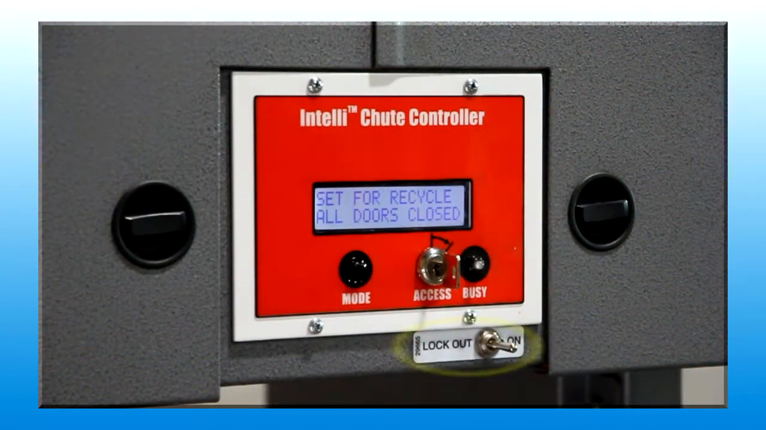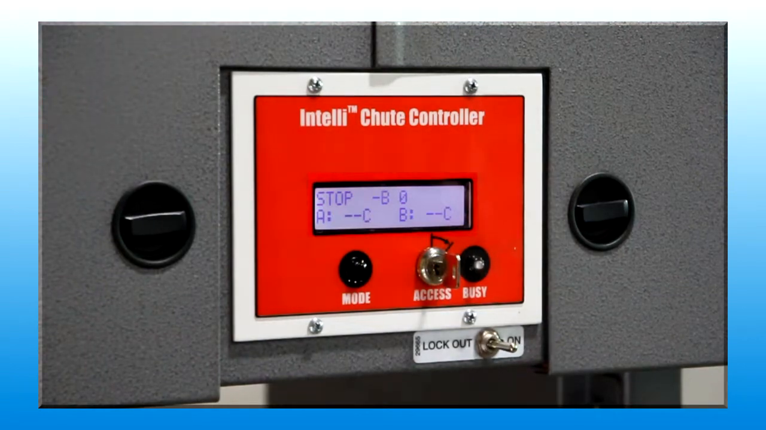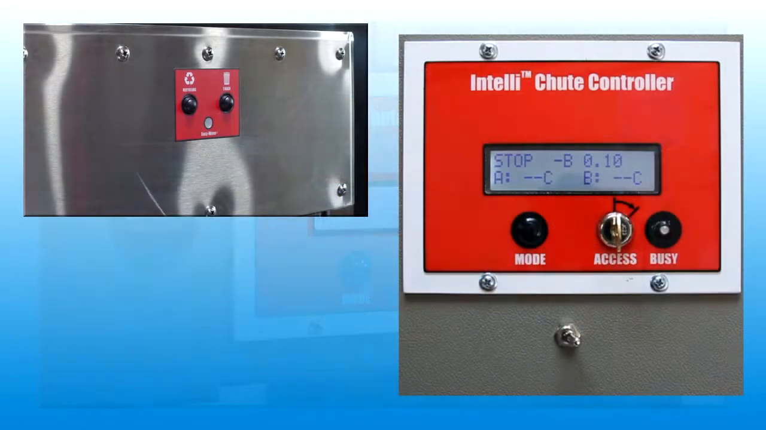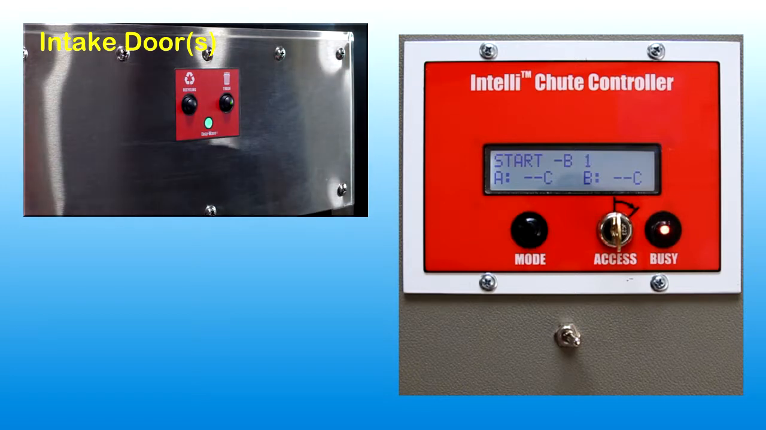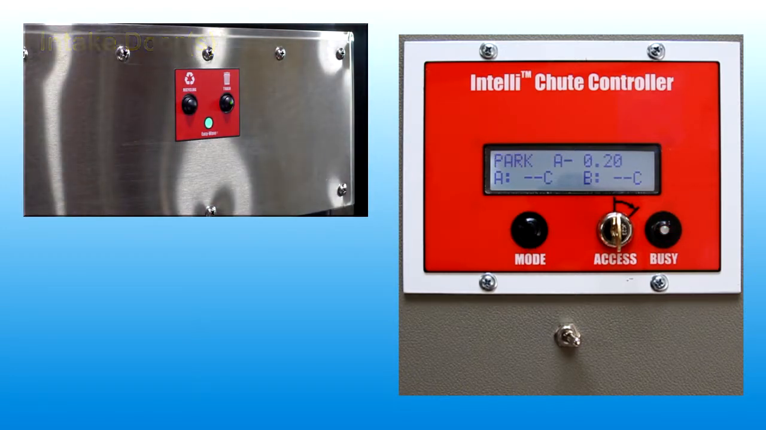For example, with the toggle switch in the enabled position, the Chute system is active. Press the mode button to display the motor, position sensor, and cart sensor data. Now, the status information can be used to monitor the automatic response of the control system to the intake door user input.